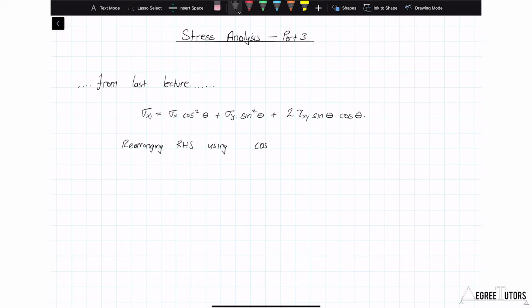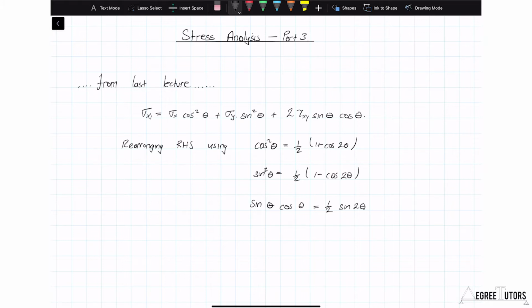So the cosine squared of theta is going to be replaced by a half times 1 plus the cosine of 2 theta. Sine squared of theta is going to be replaced by a half times 1 minus the cosine of 2 theta. And then sine theta cosine theta is equal to a half times the sine of 2 theta.